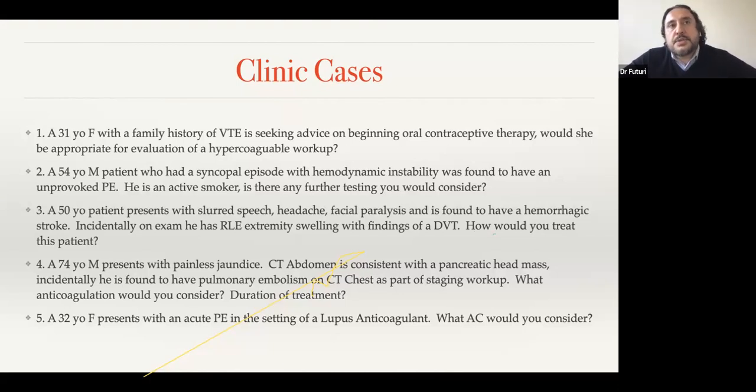Why not the new agents? Because the new agents failed in a recent study to show superiority. In fact, they were not as superior to warfarin. So this patient was placed on warfarin, goal INR 2 to 3. You must repeat the lupus anticoagulation testing in 10 to 12 weeks to see if it's persistent or not.